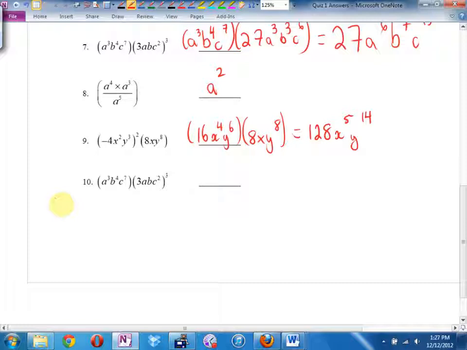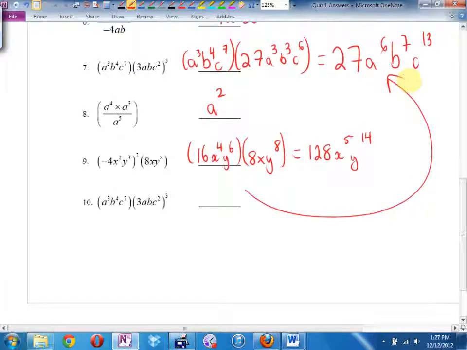Last one. Oh, you know what? It's the same answer as number 7, isn't it? So let's hope you either got them both right or you got them both wrong. Both right, you're saying? Same answer. I'll fix it next year. 27, A to the 6th, B to the 7th, C to the 13th. So I guess I'm hoping to see lots of 10 out of 10s or 8 out of 10s.